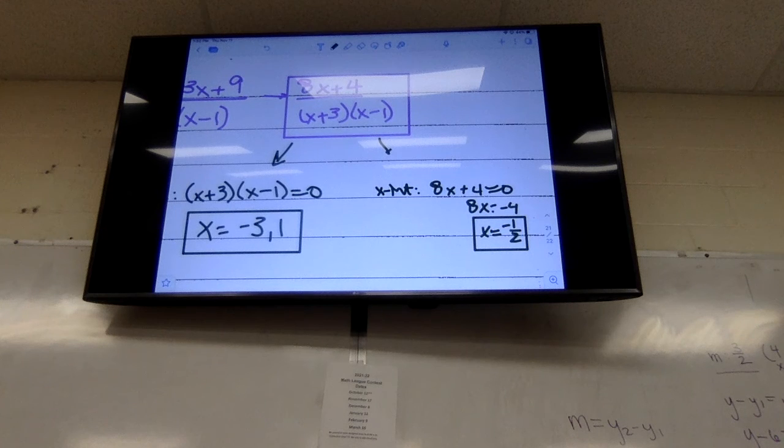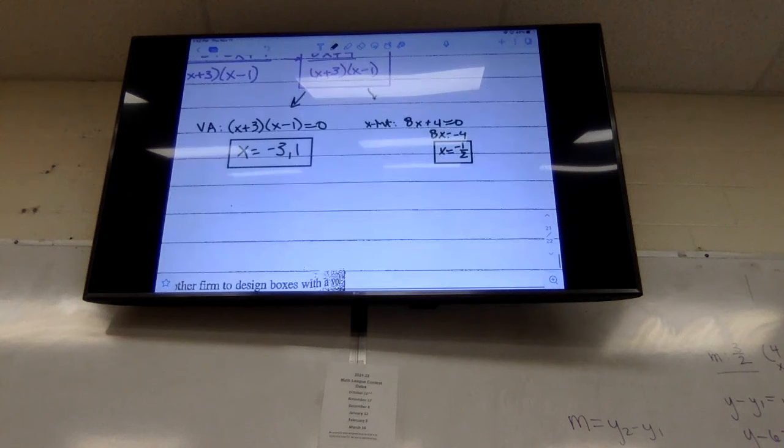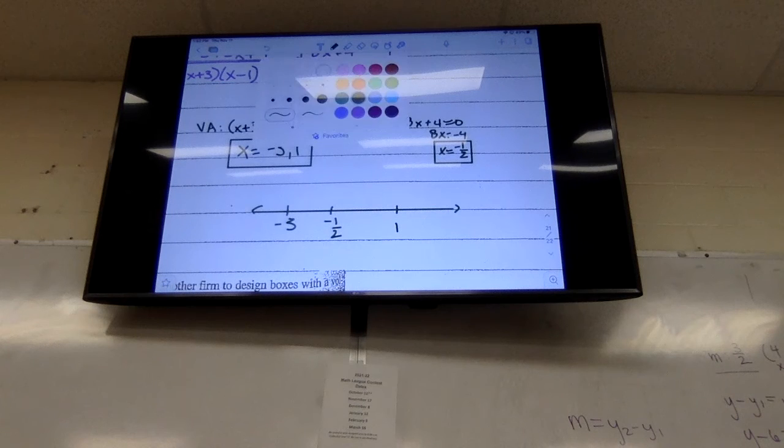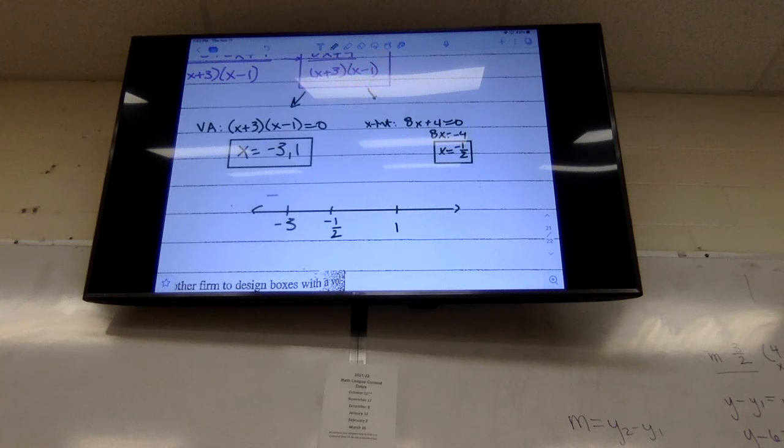All right, once I have those things, make your number line with those numbers on it. Again, always go smallest to biggest. And as I said with rational functions, we always start negative. And then there's nothing special. There's no bouncing in rational functions, so you just alternate: negative, positive, negative, positive.